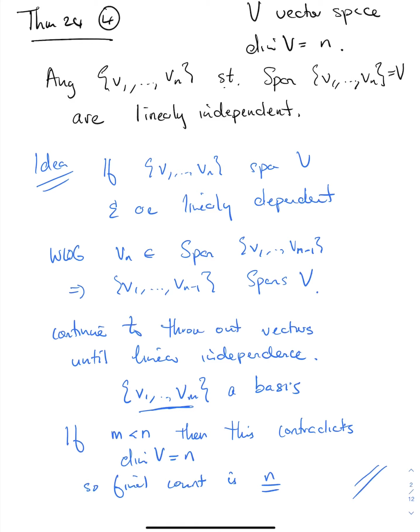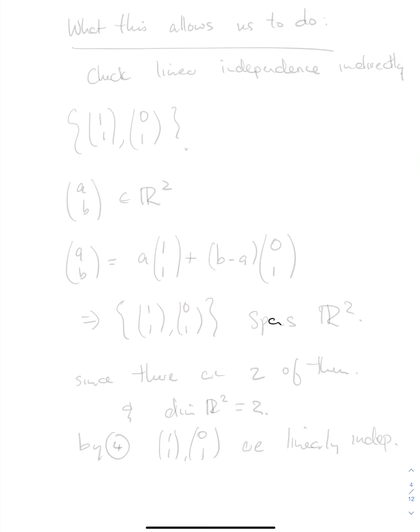Let's talk about what we can do with this, why we like this, what this allows us to do. Okay, it allows us to check linear independence indirectly.